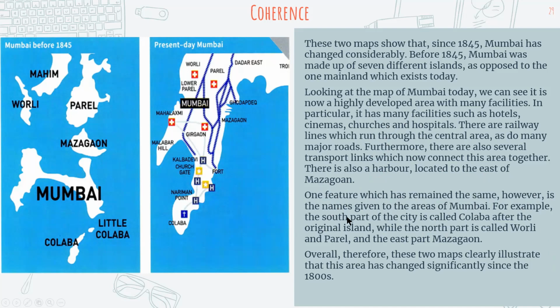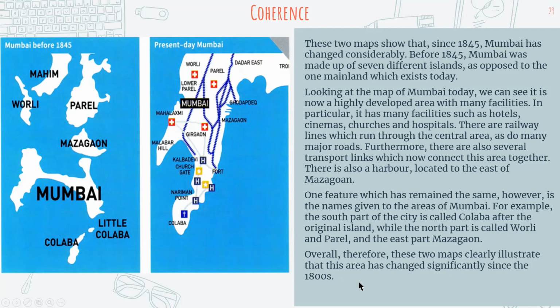For example, the south part of the city is called Kolaba, after the original island, while the north part is called Worli and Parel, and the east part Mazagon. Overall, this is your conclusion. Overall, therefore, these two maps clearly illustrate that this area has changed significantly since the 1800s.